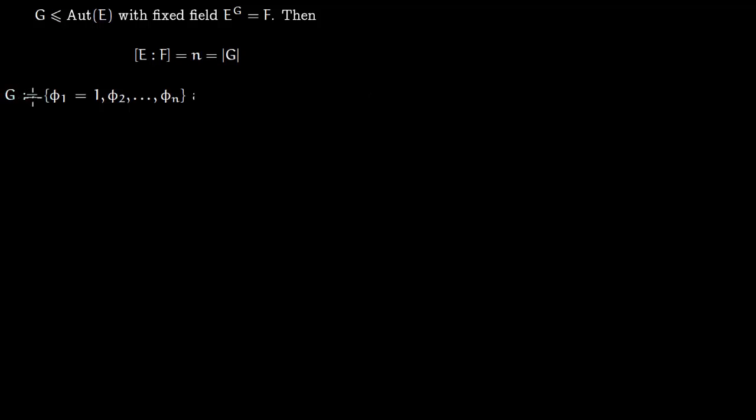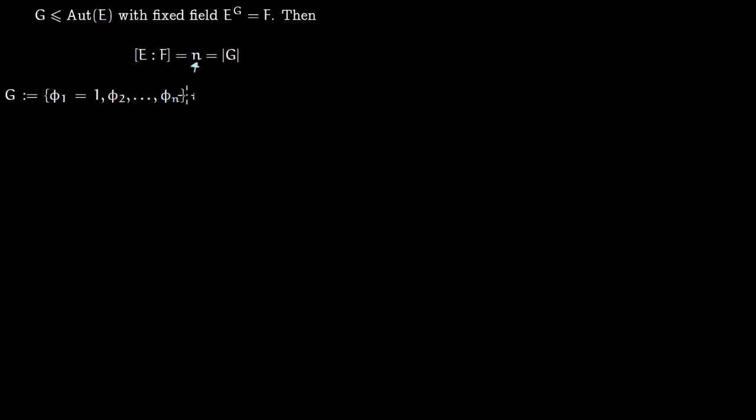So say your group consists of elements phi 1, which is just the identity map, then phi 2, phi 3, all the way to phi n. So there are n elements here. These n elements form a group, and they are a subgroup of automorphisms of E over F. So you can see there are n elements here. This is the n which comes here.